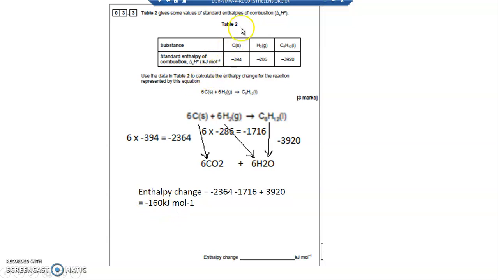It's not specified what kind of units it's going to be in. And if you look in the equation in the table here, it says kilojoules per mole. So it just comes out as minus 160 kilojoules per mole. So that's fine. We'll just leave it as it is.